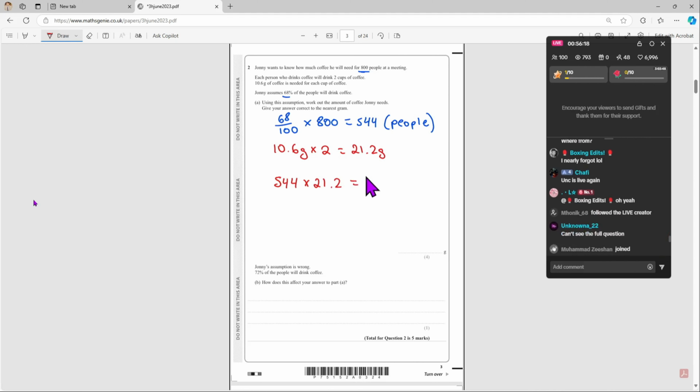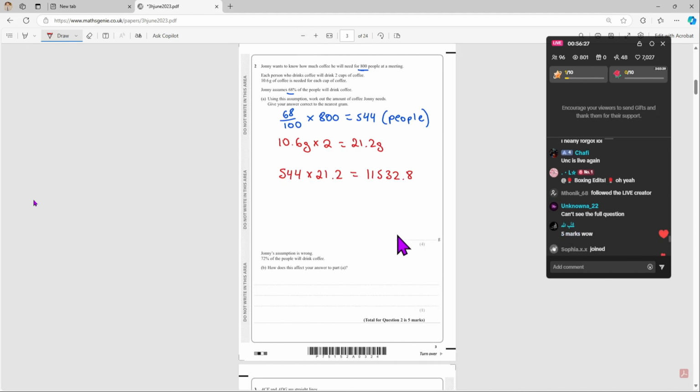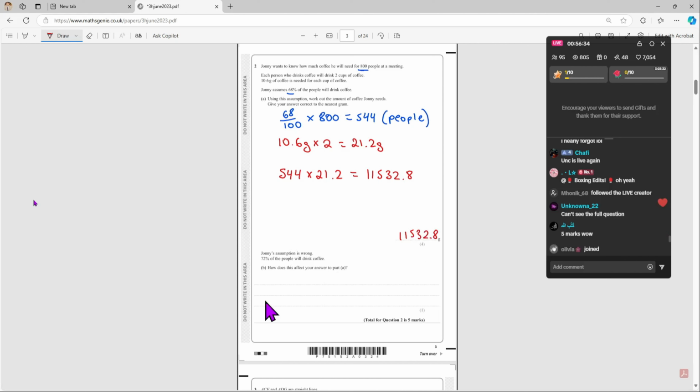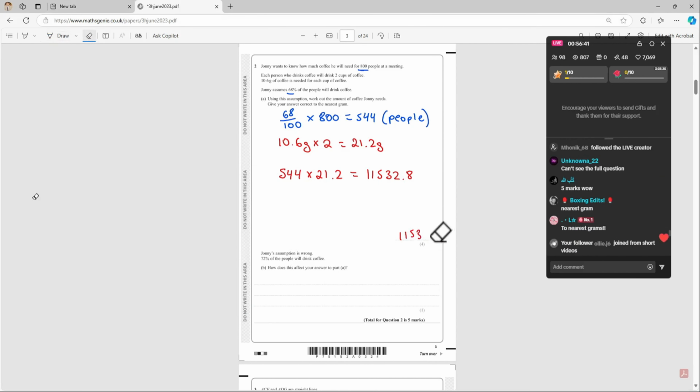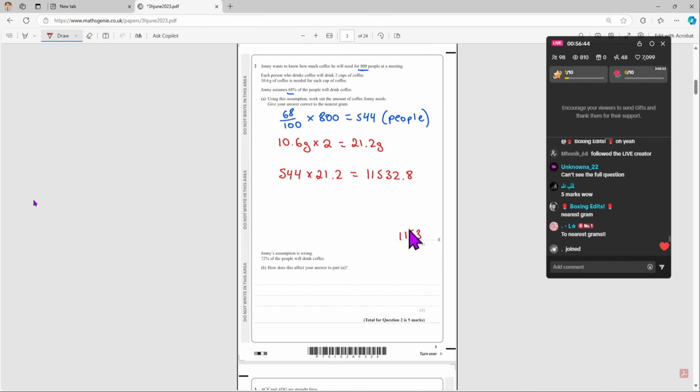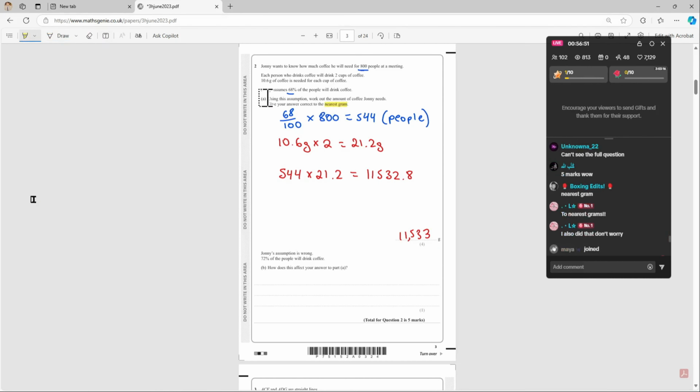You put it in your calculator and you get an answer of 11,532.8 grams. So actually, I didn't read the full question. It says the nearest gram, so it's going to be 11,533. Okay, so always read the question: nearest gram.